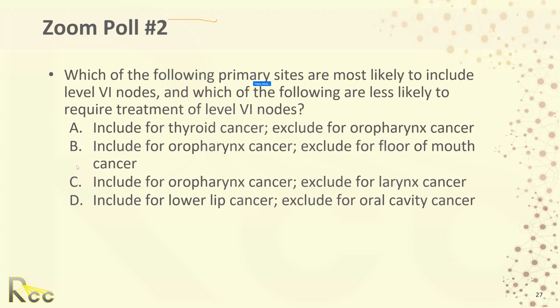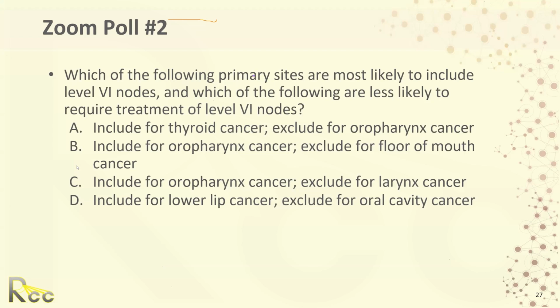Okay, perfect. So we got close to 100 participants here. The vast majority of you correctly identified answer A. Thyroid is the classic level 6, although we don't see it that often in our clinics. And it's very rare for an oropharynx cancer to require level 6 coverage. I think that's why level 6 is something we tend not to see. We see lots of oropharynx patients, very few thyroid. So yes, that would be the right answer.